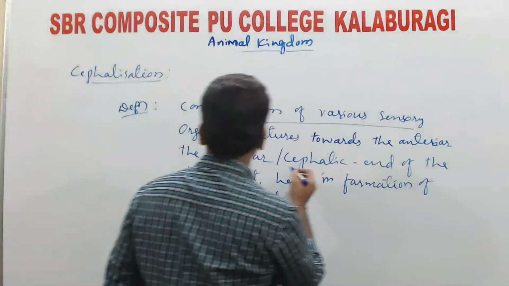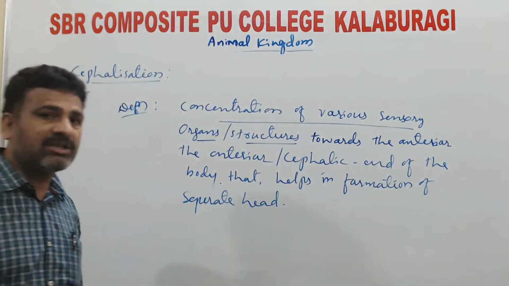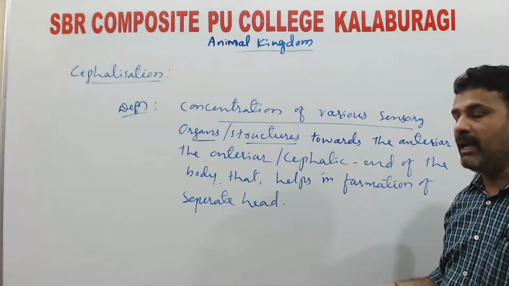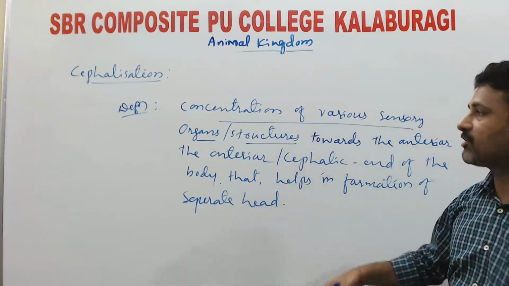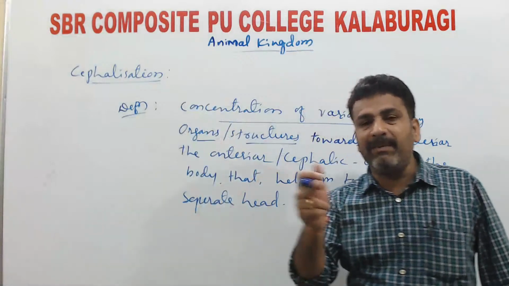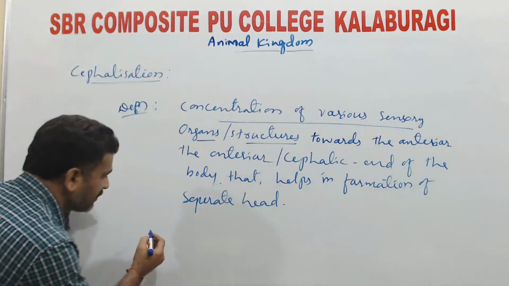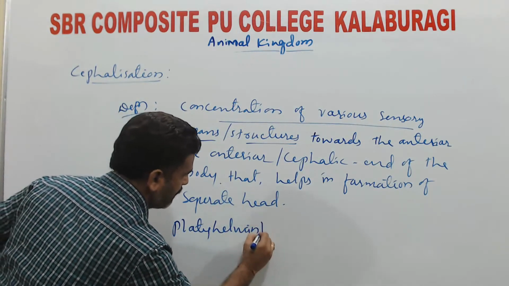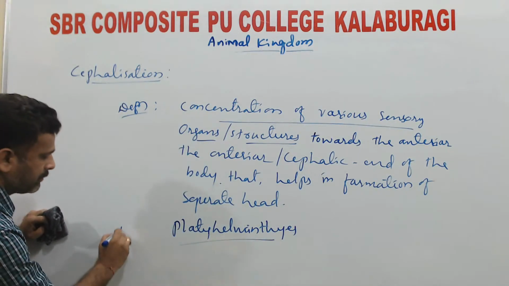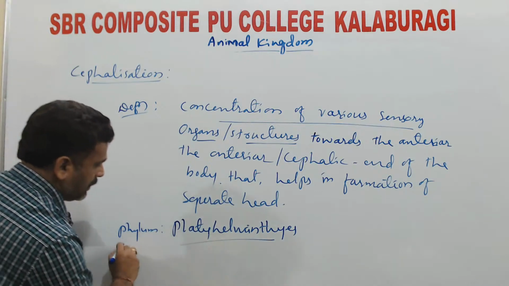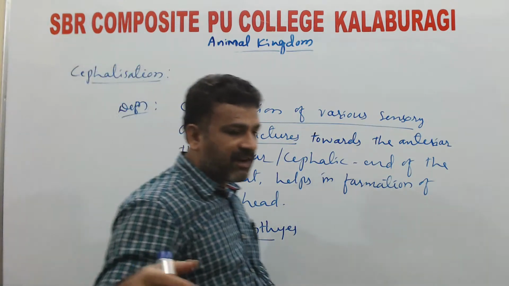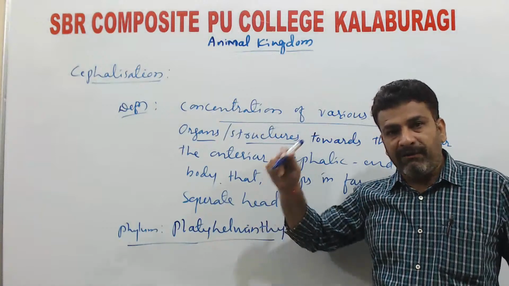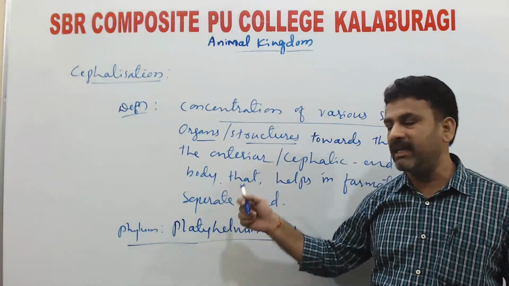The concentration of various sensory organs or structures towards the anterior or cephalic end of the body helps in the formation of a separate head region. That is called cephalization. The formation of a separate head is first observed in organisms belonging to the phylum Platyhelminthes. These are the first individuals exhibiting cephalization. First time we are observing the formation of a separate head region in this group of organisms.